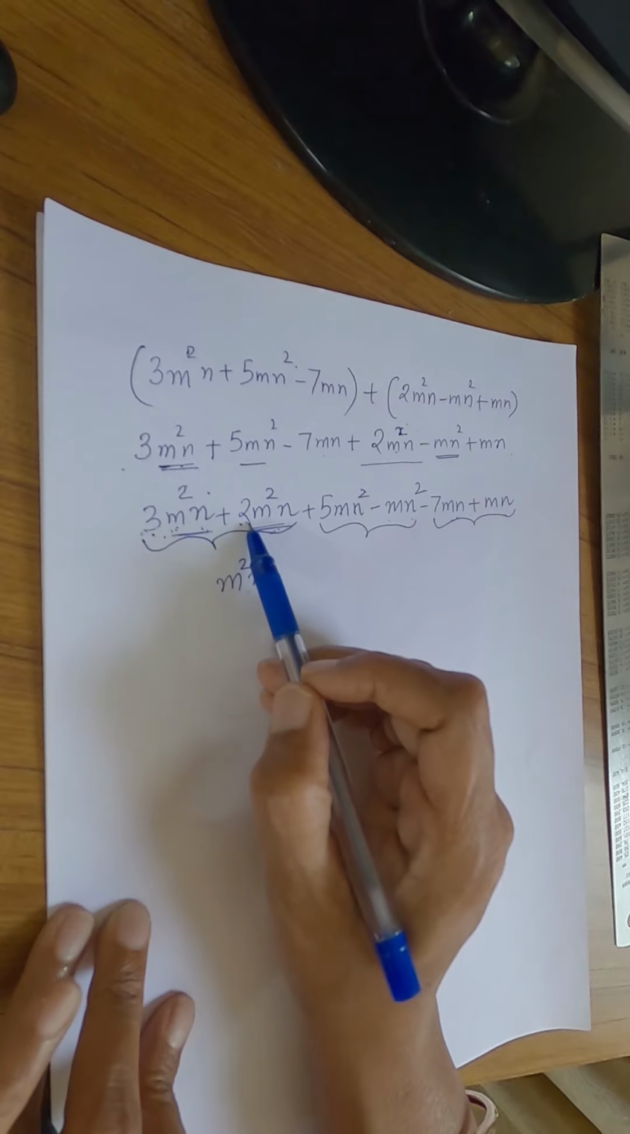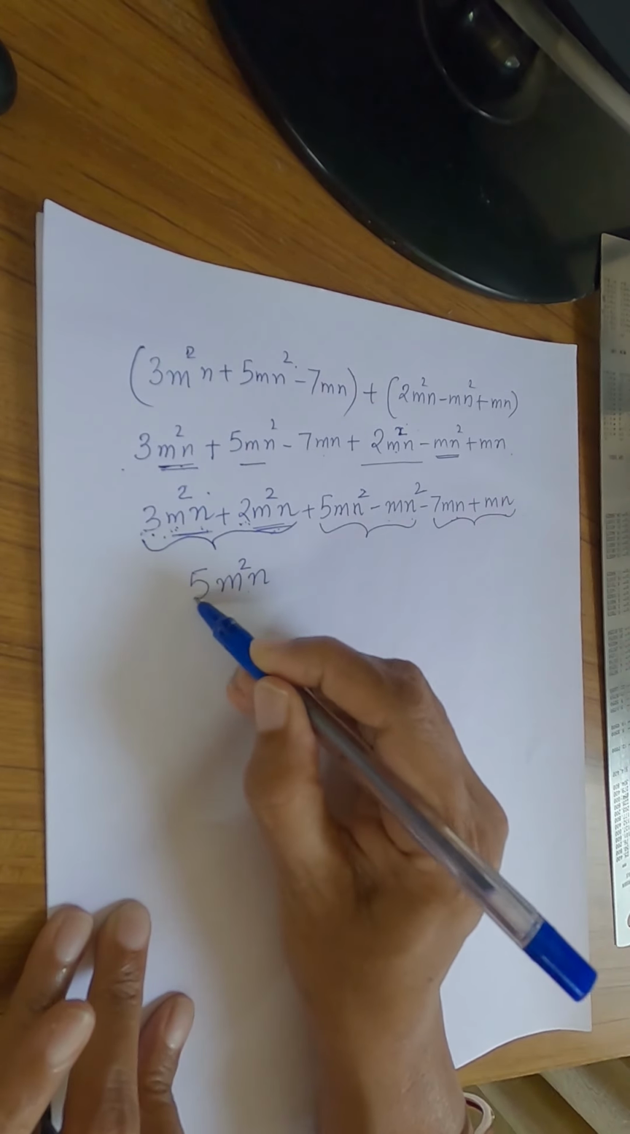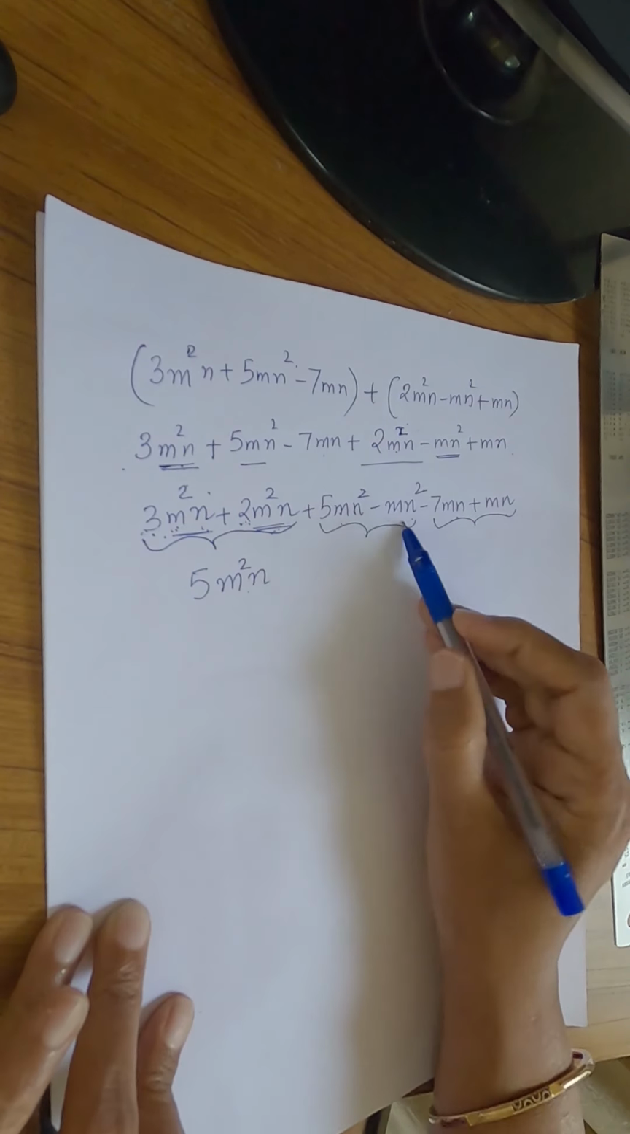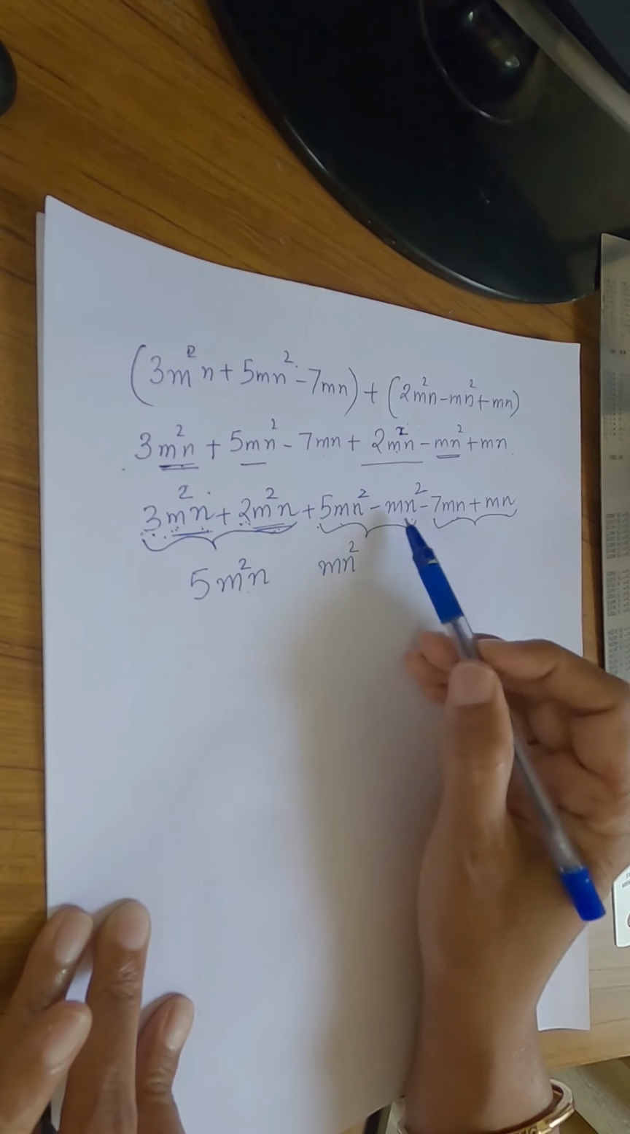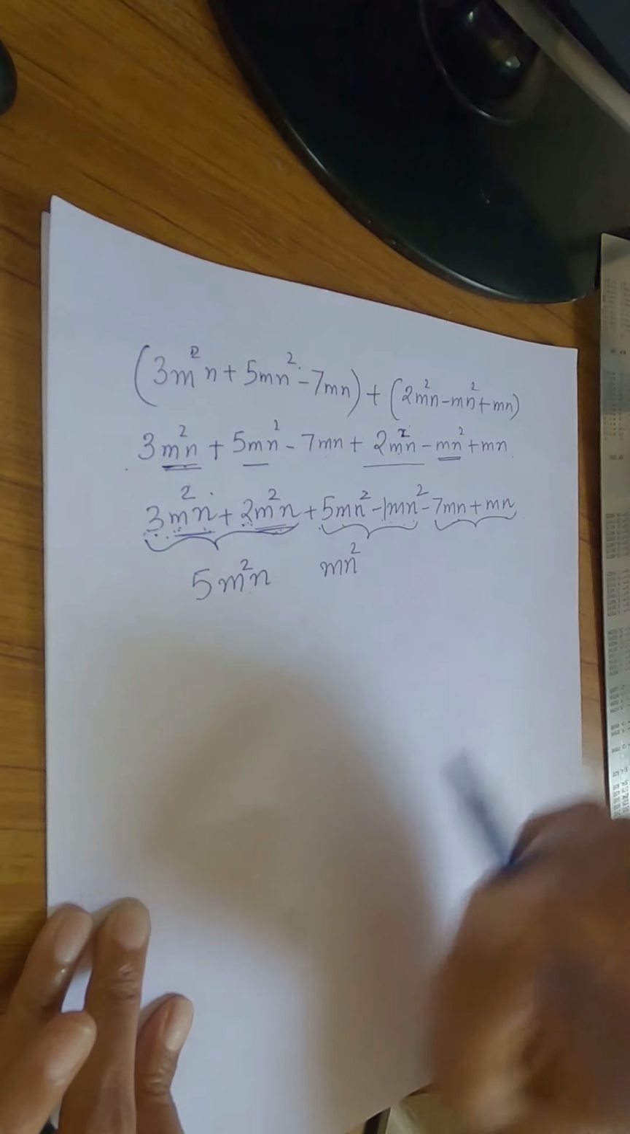So here 3 and 2 both are positive. So we add them and we get our answer 5. Now for this, we write mn square as it is. Now 5 is positive and where there is no number is definitely 1 there.